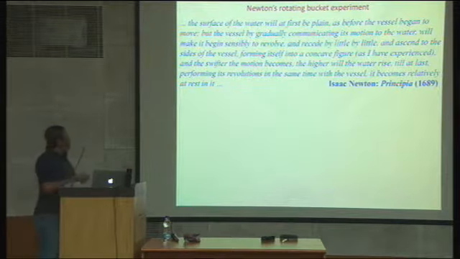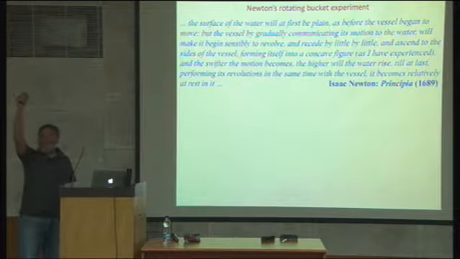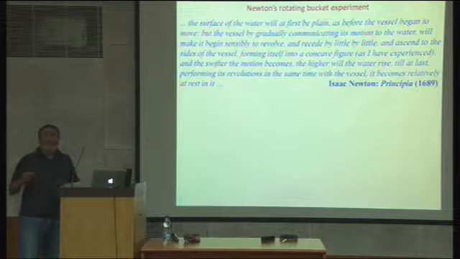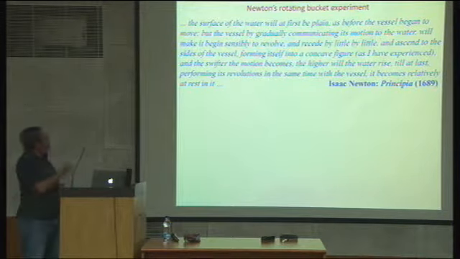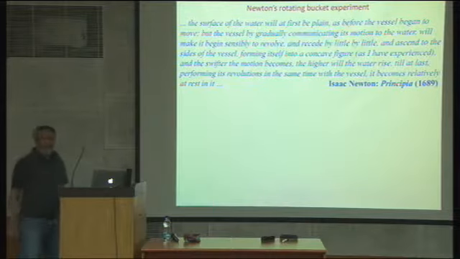So Newton's rotating bucket experiment, this is in his own words from the Principia Mathematica, is that if you take a bucket of water suspended by a rope from the ceiling, and then you twist the rope and then let go, the rope will unwind and the bucket will start spinning, right? And what will happen? In the spinning bucket, the water surface, as he says, will recede little by little and ascend to the sides, forming itself into a concave figure. He did the experiment himself, right? And the swifter the motion, the higher the water will rise.